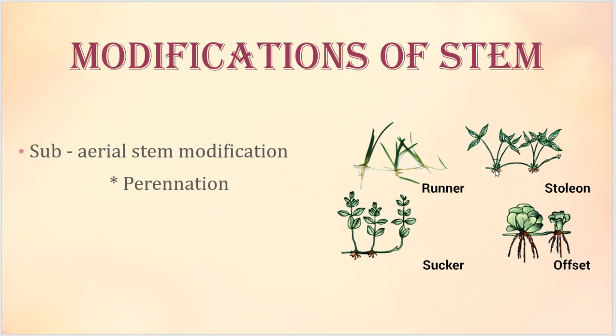They are the arched plants. So these stolons are arched horizontal runners. Okay, arched horizontal runners.